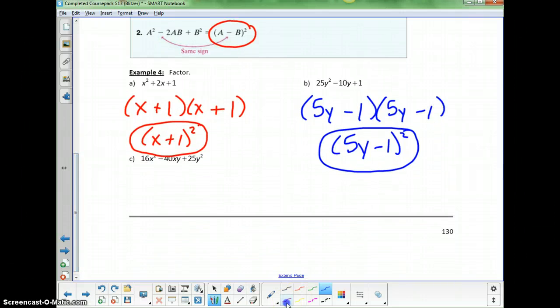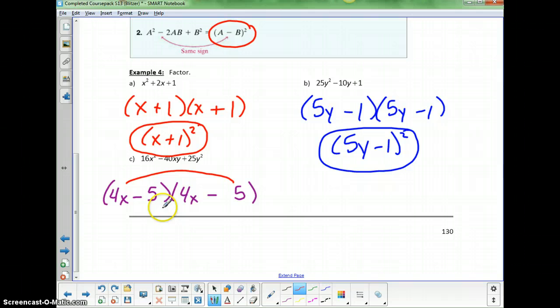And lastly, right here, 16, I could do this as 1 and 16, 2 and 8, or 4 and 4. Let me try the 4 first. 25 could be 1 and 25 or 5 and 5. Let's try the 5 first. It's positive, so those need to be two negatives. We want to add to a negative 40. And that's going to add to, let's see, negative 20 minus 20. So yes, that adds to negative 40.